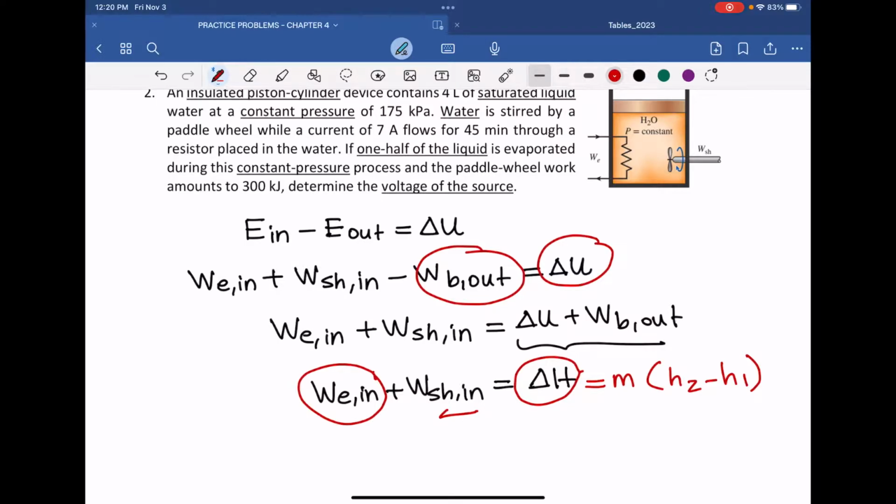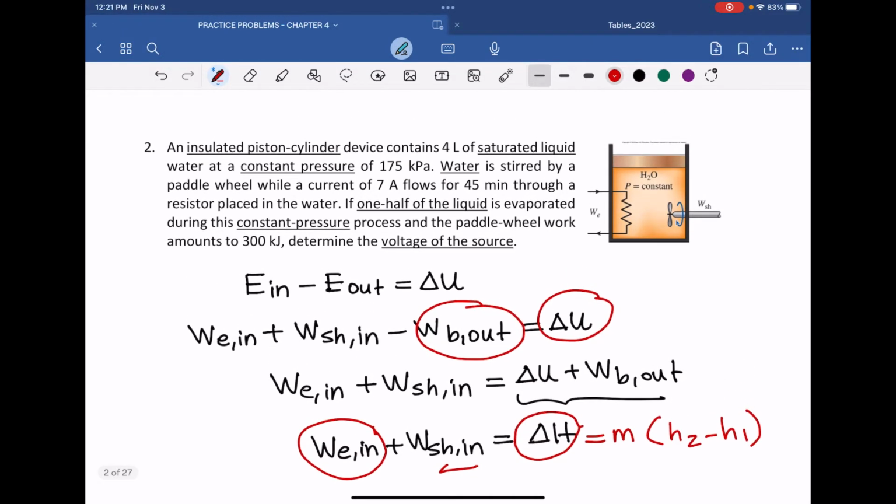And how we can do that is we probably need to look at the tables. Since they gave me the volume, I can divide it by the specific volume at the initial state and figure out the mass. And enthalpies are properties of our system that we can read from the tables. Now let's analyze the first state and what we can read from the tables for that.